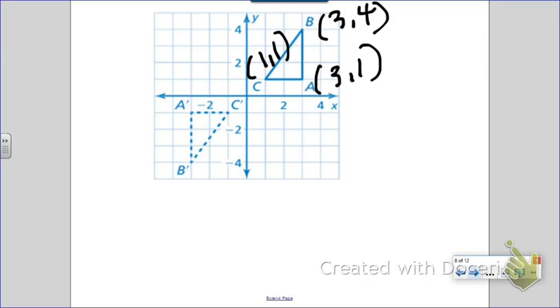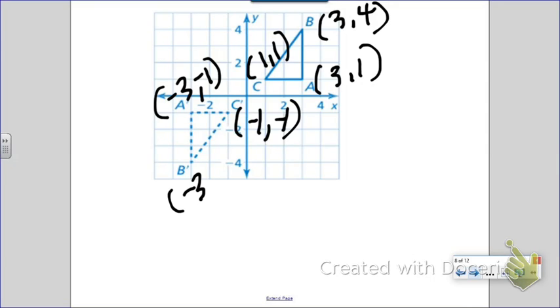Our image points are going to be at -1, -1. Take the opposite of both values in sign. This is -3, -1, and -3, -4. I would look at the points and then connect the points.